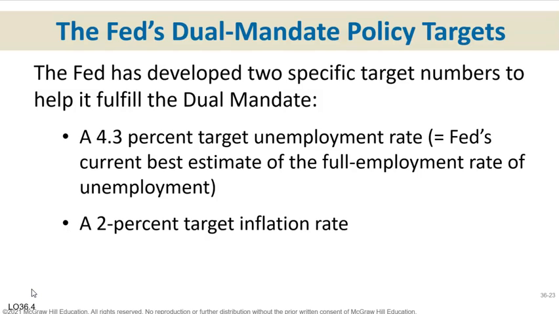So the Fed will be more likely to use a restrictive monetary policy if the actual inflation rate is above the target rate or the actual unemployment rate falls below the target rate. And they will be more inclined to use an expansionary monetary policy if the actual inflation is below the target rate or the unemployment rate is above the target.